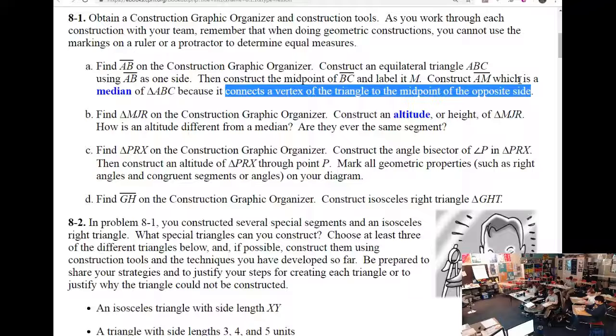You might go back and put a little notation on AM to remind yourself that's a median. Mr. Hudson, can I tell him to launch this? That's totally fine. Let me give you a note.